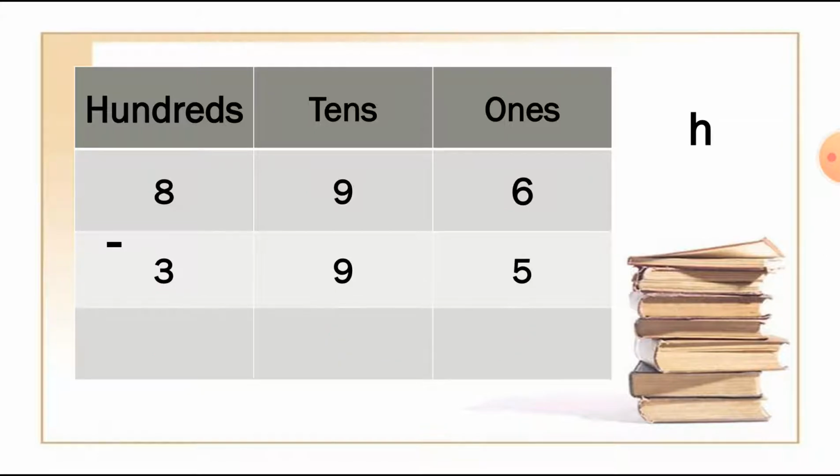The sum number H. Here is the sum number H. 896 minus 395.